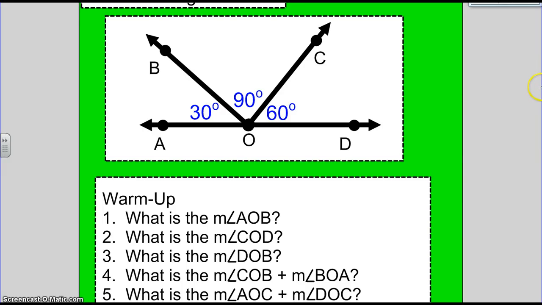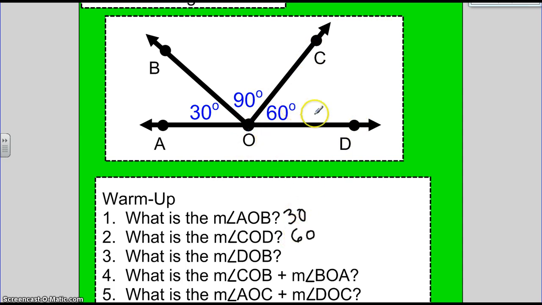Okay, so today we talk about angle addition. We'll start off with the warm-up. What is the measure of angle AOB? From A to O to B is 30 degrees. What is the measure of COD? C to O to D, that's 60.